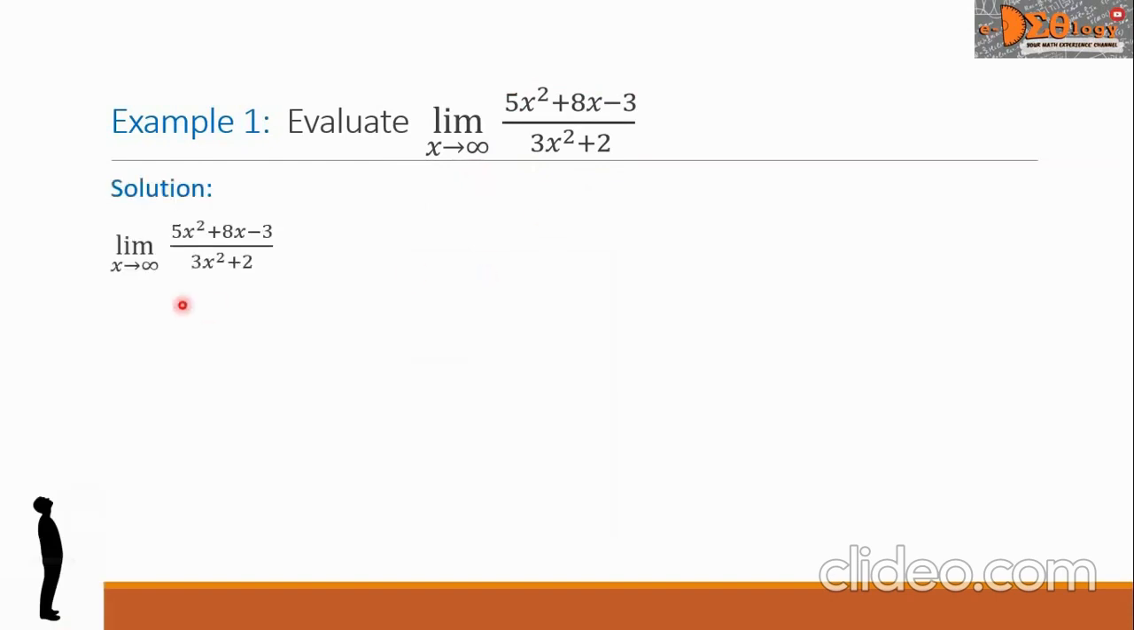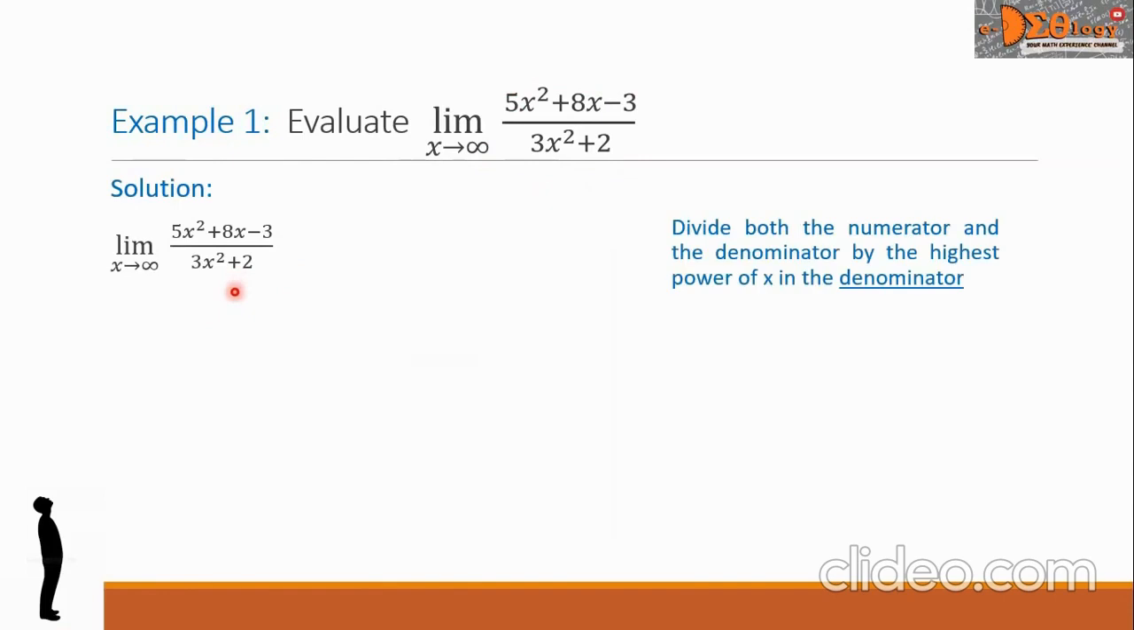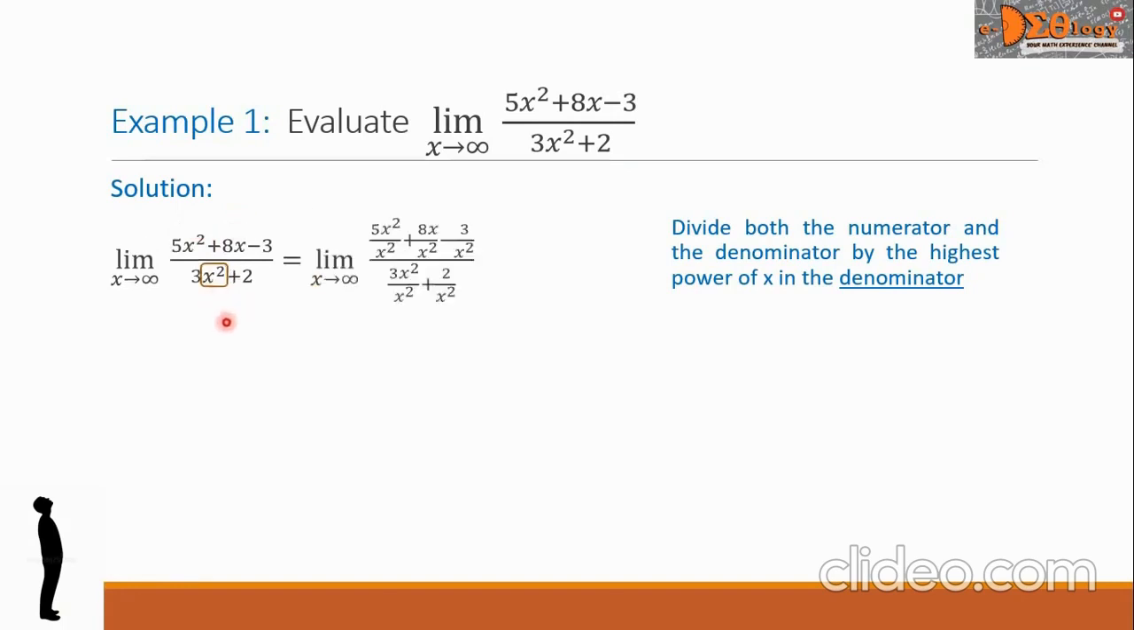Let us copy this problem down here, and as the rule says, we're going to divide both the numerator and the denominator by the highest power of x in the denominator. We can see here that the highest power in the denominator is x squared. It means we're going to divide each term of the numerator and the denominator by x squared. So we will have like this.